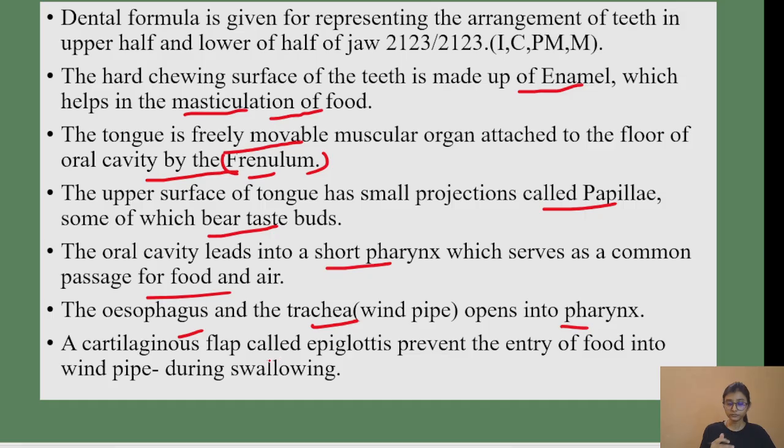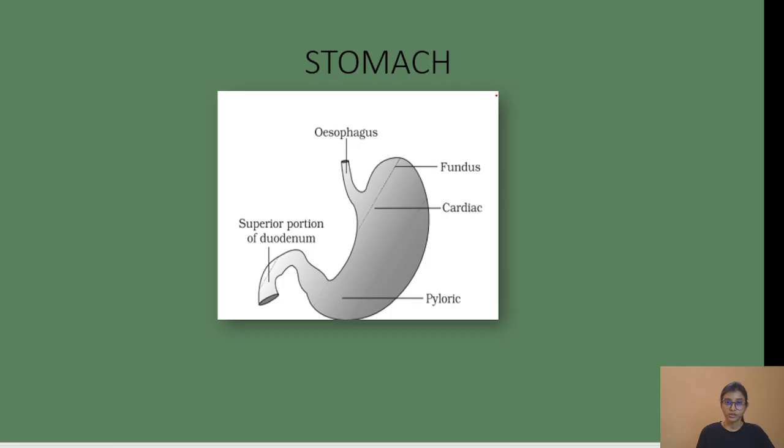Now, there is a concern that if there is a common opening there, then what will happen? Food can also enter into the windpipe. So there's a cartilaginous flap that is known as epiglottis. This prevents the entry of food into the windpipe during swallowing. So basically, epiglottis is a cartilaginous flap that prevents the food material from entering the windpipe, as it will cause damage to your windpipe also. So this is about how the passage of food is transported into the stomach.